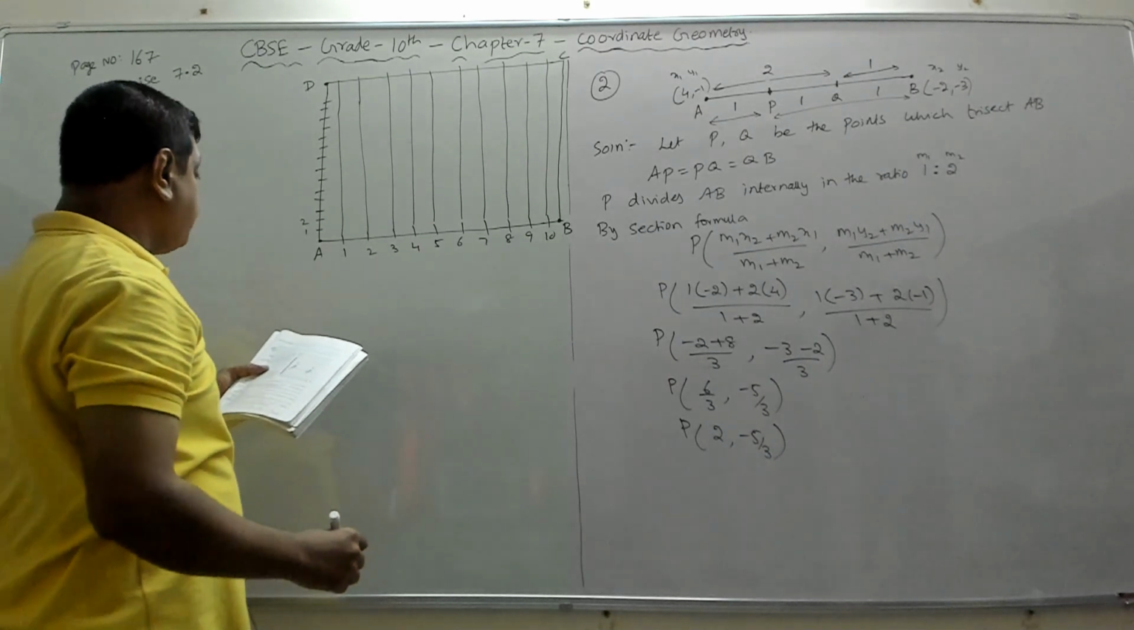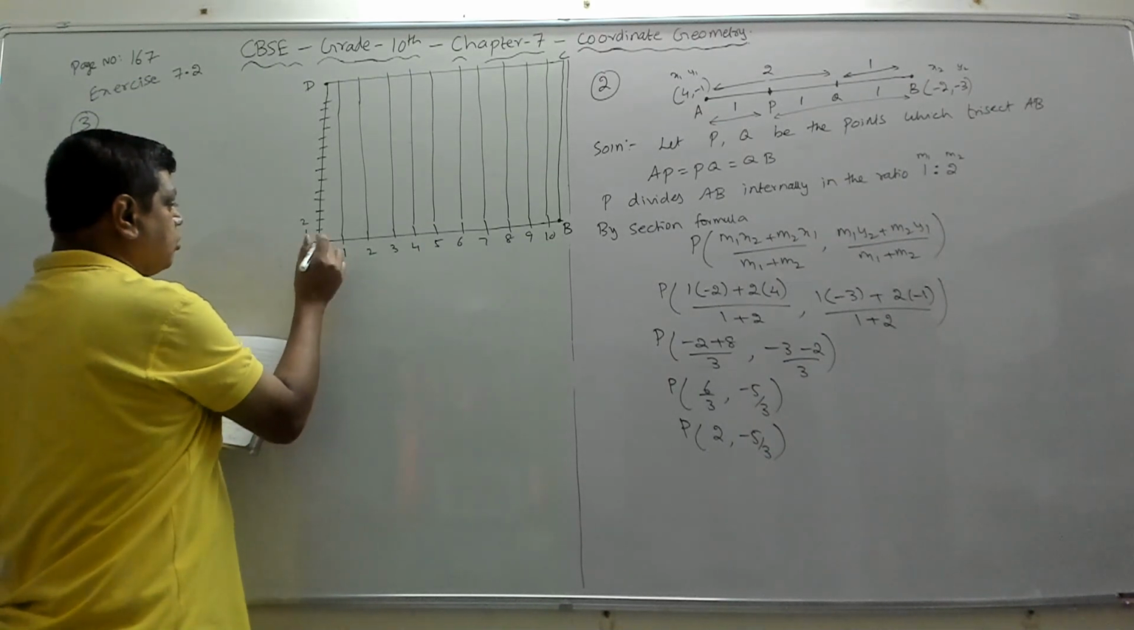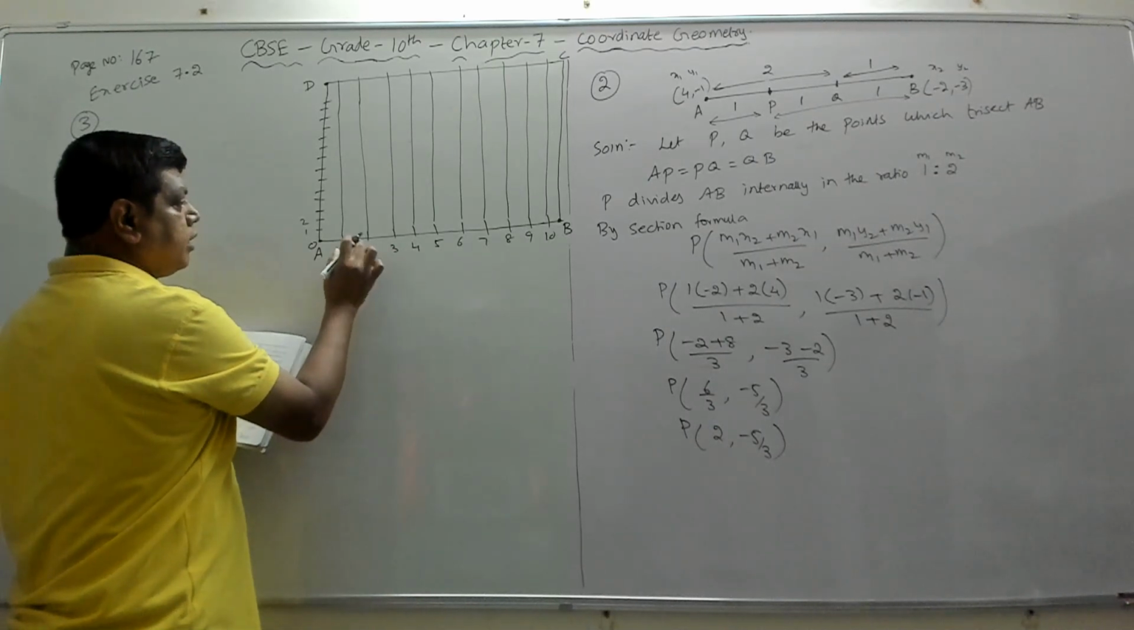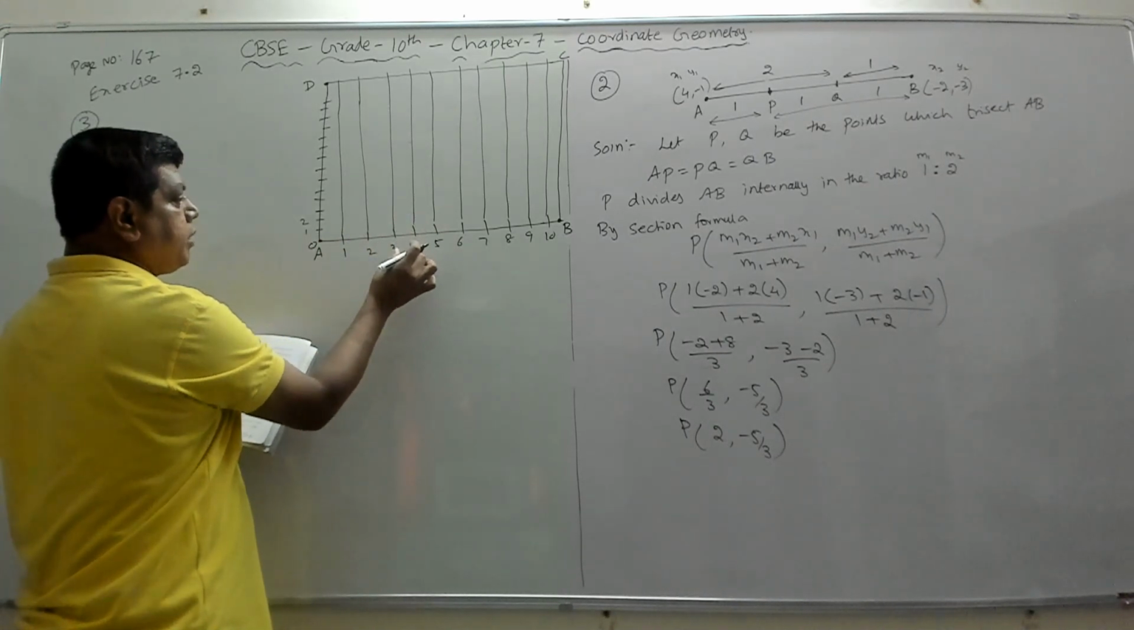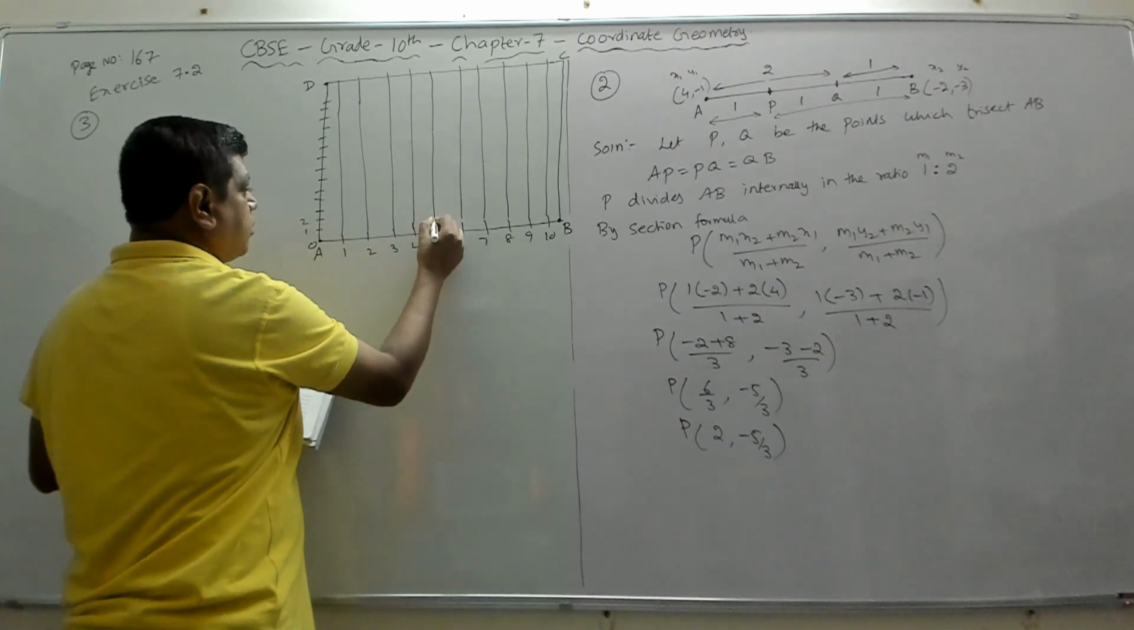At a distance of 1 meter each. So this is 0, 1 meter, 1 meter. The distance between any two lines is 1 meter, 1 meter, 1 meter. Like that, 10 lines are drawn.